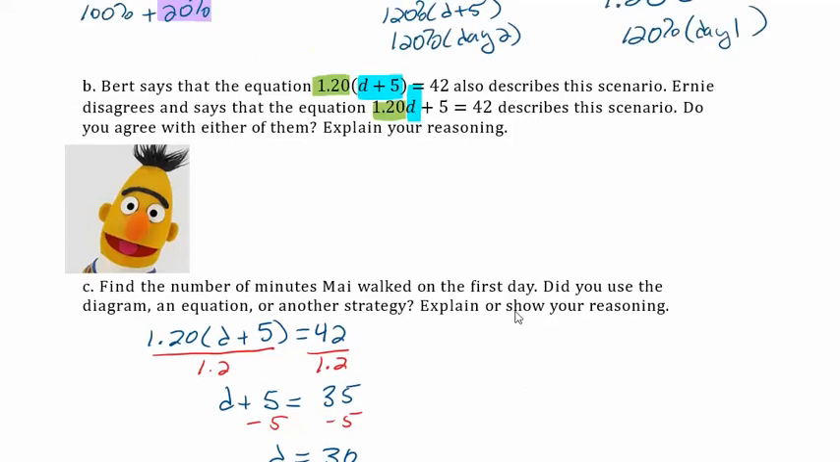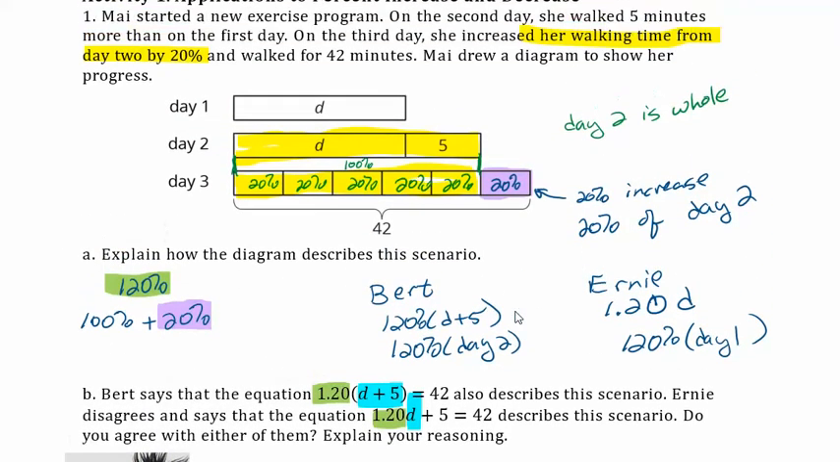Now, let's go back up here and see if this makes sense. So if I let D equal 30, then the second day would be 30 plus 5, which would be 35. And then the third day, we would get that by taking 120% times 35 to get that 20% increase. Our multiplier would be 1.2. And sure enough, that does equal 42. So we have the correct answer.